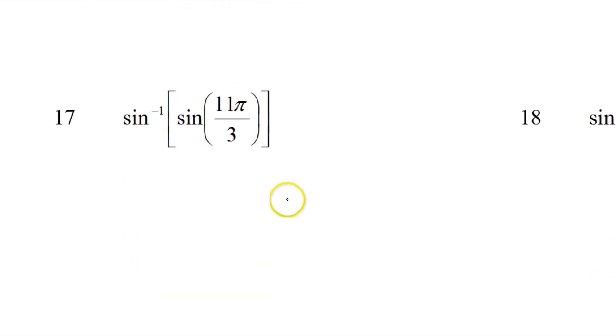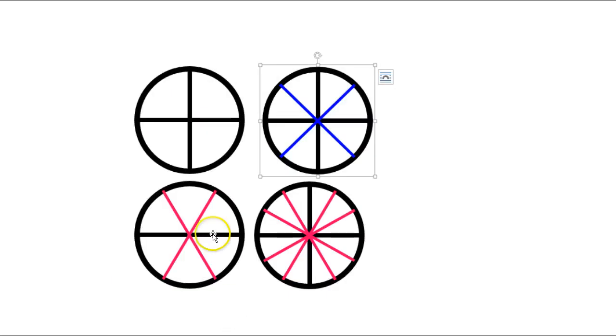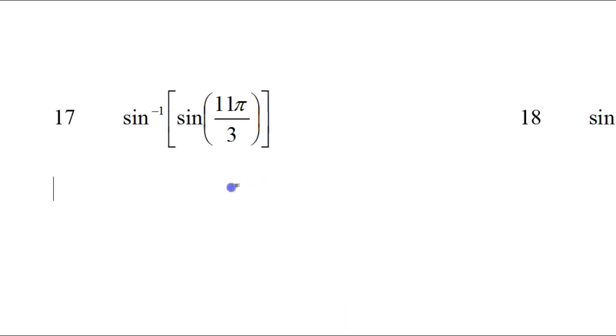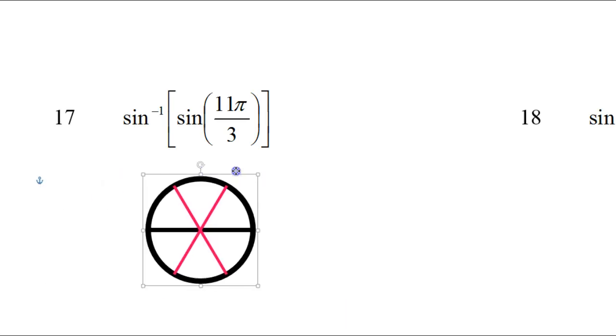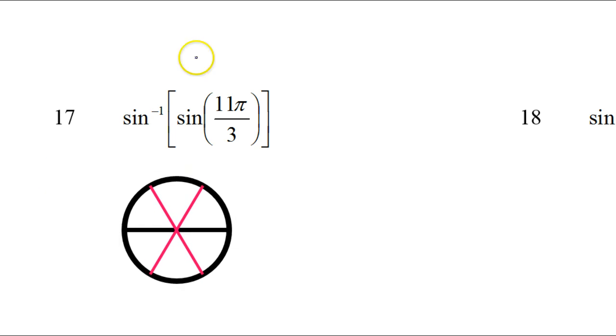Alright, number 17. Okay. Let's evaluate the sine of 11 pi over 3. Let's look at some pi over 3's. Here are some pi over 3's. Okay. I know that the sine of pi over 3, which is obviously the reference angle, is radical 3 over 2. The only question is, should it be negative radical 3 over 2?